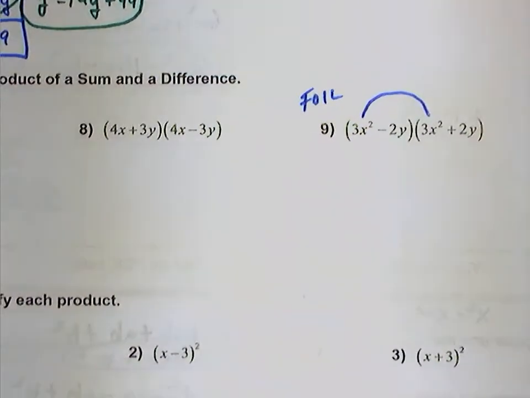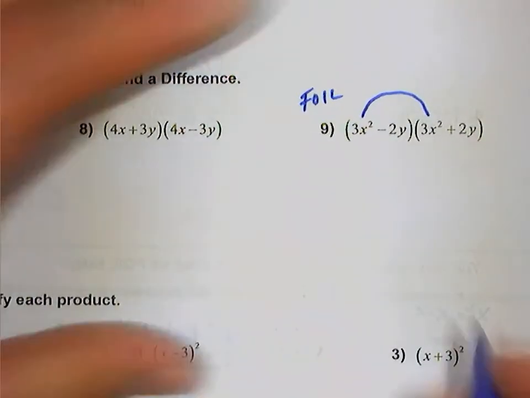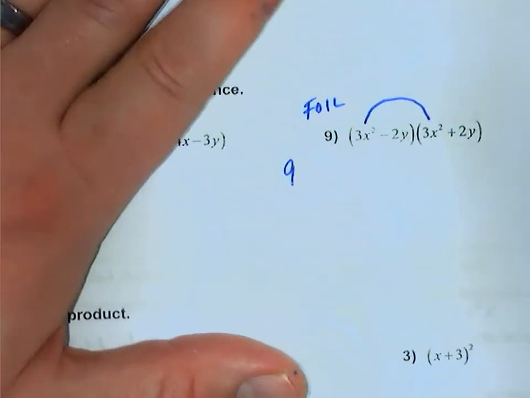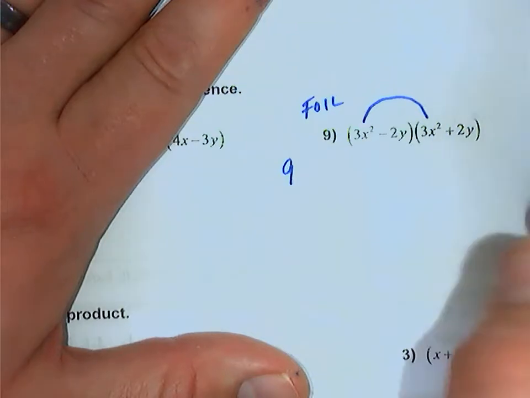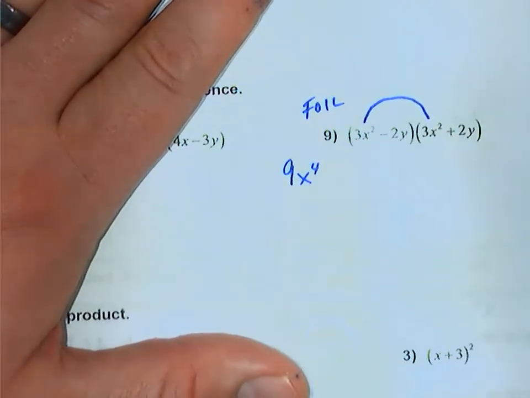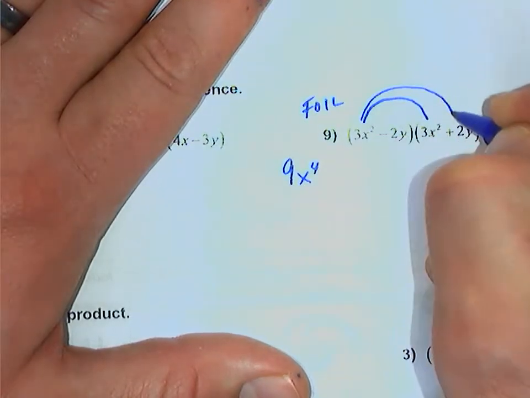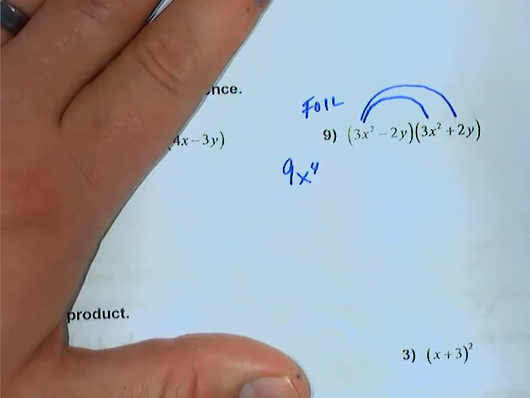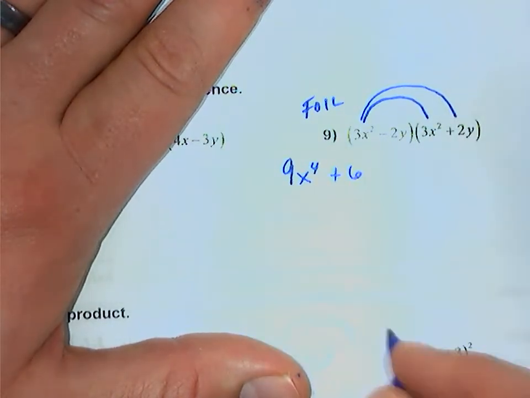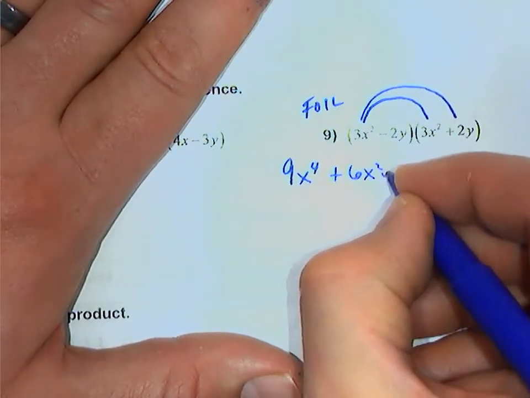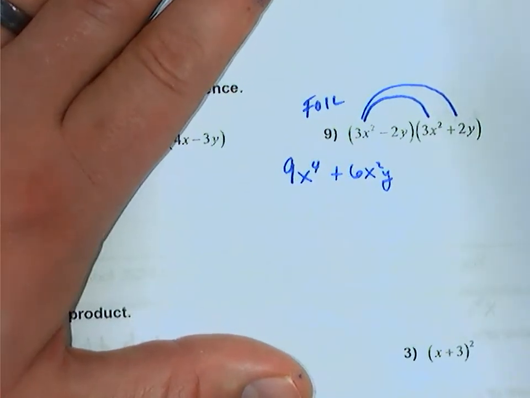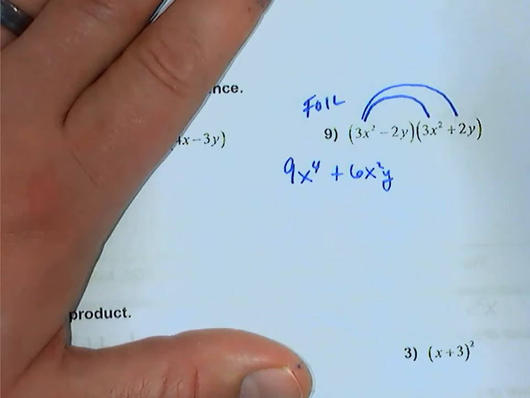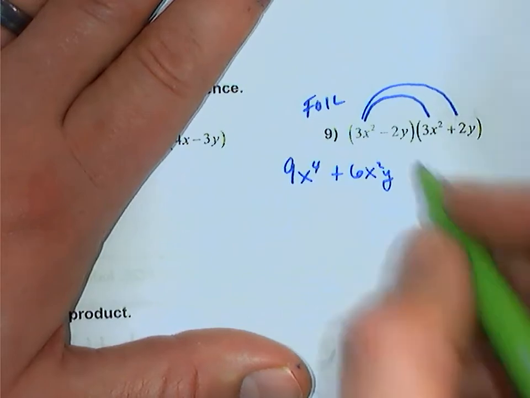3x squared times 3x squared. 3 times 3 we know is 9. What's x squared times x squared? X to the 4th. Very good. All right, now we do this one. 3x squared times 2y. 3 times 2 we know is 6. And then x squared y. So that takes care of O, F and O. Fo. We got fo done. Now we got to do the ill. Right? Got to do our inners.